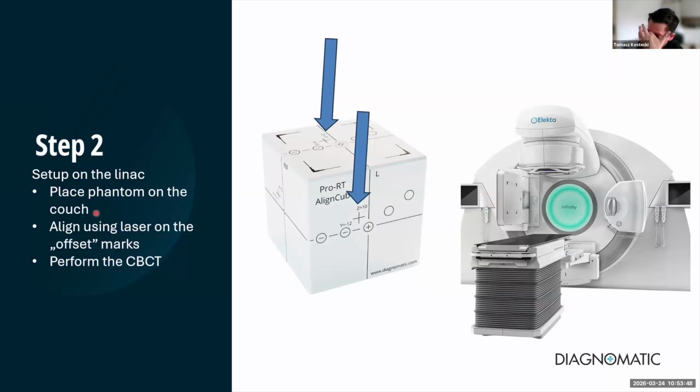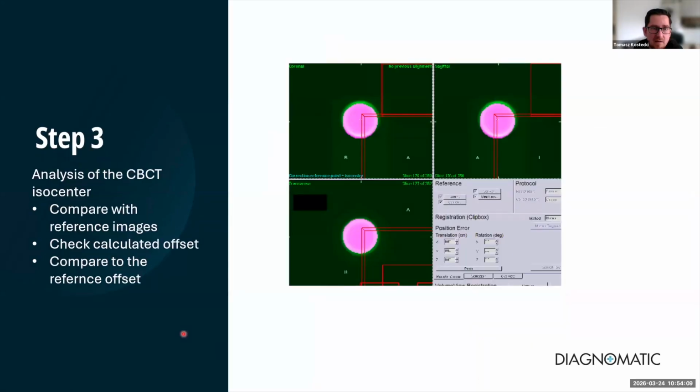Okay, so every day you have to place the priority align cube on the table. But this time, instead of the center, you have to place it on the offset marks. Then you perform the cone beam CT of the image, and you compare it with the reference image that you got from the CT scanner from the preparation phase.